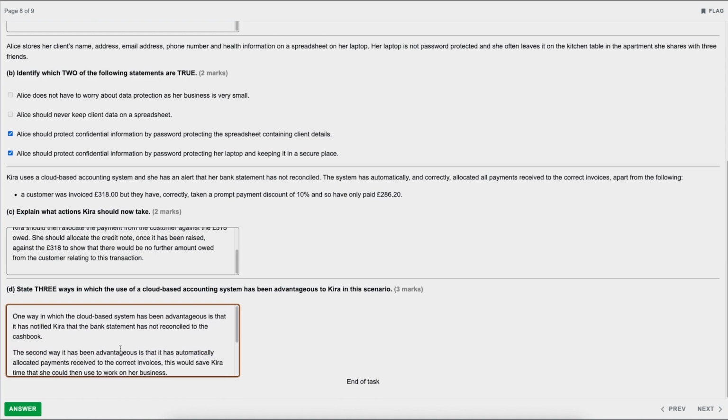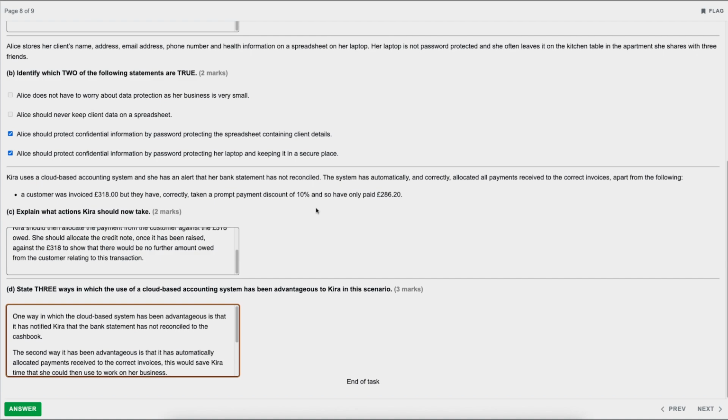Okay, so it's asked for 3 ways. We've given 3 ways there of which cloud-based accounting systems have been advantageous to her. All I would say is in the exam, when you've got something like this, make sure that it's specific to the scenario. So we've picked out bits of the scenario here and shown why they're advantageous to Kira specifically.